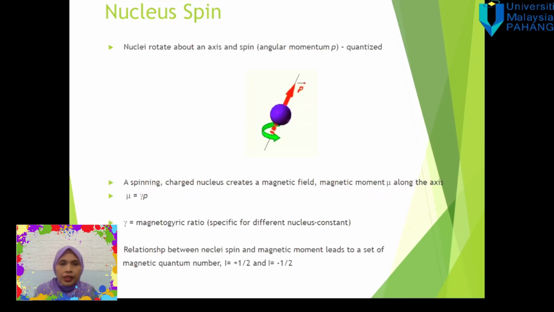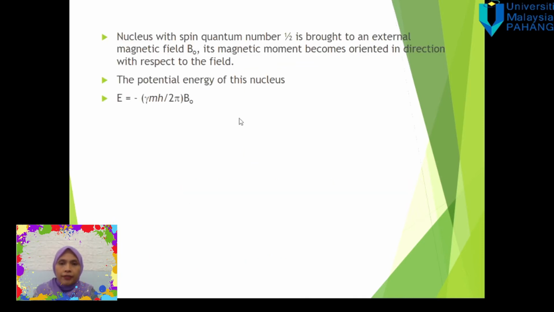When the nucleus spins, it owns angular momentum with the level of P. If we create a small magnetic moment, the formula is mu equals the magnetic ratio times the angular momentum, and this relationship gives the magnetic quantum number, which is the spin of positive half, and the spin of the nucleus will be negative half. These two types of spin state each own a magnetic field created inside the nucleus.